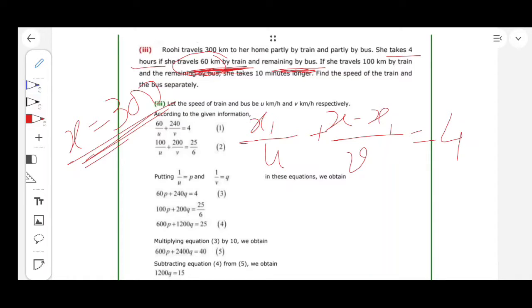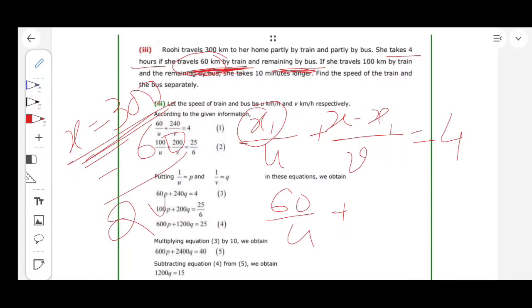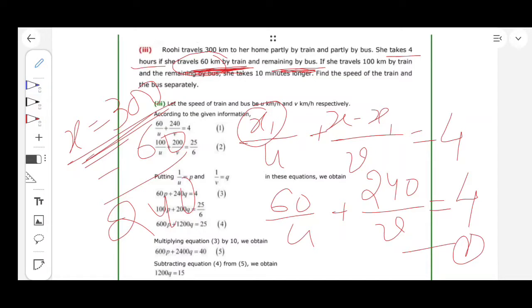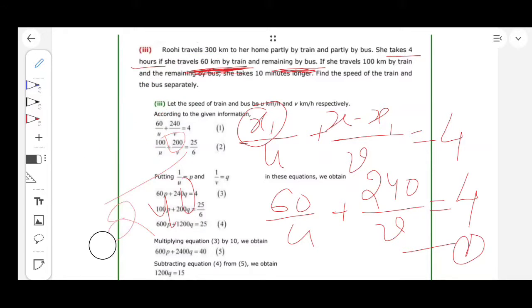Now replacing the values: 60 upon u plus the remaining distance 300 minus 60, which is 240, upon v, equals 4. So this one is the first equation. Clear? Now similarly we could write the second equation. Let's see.